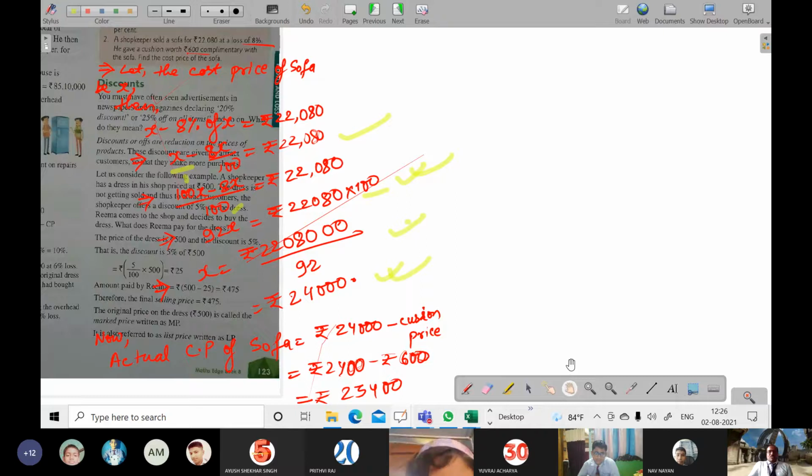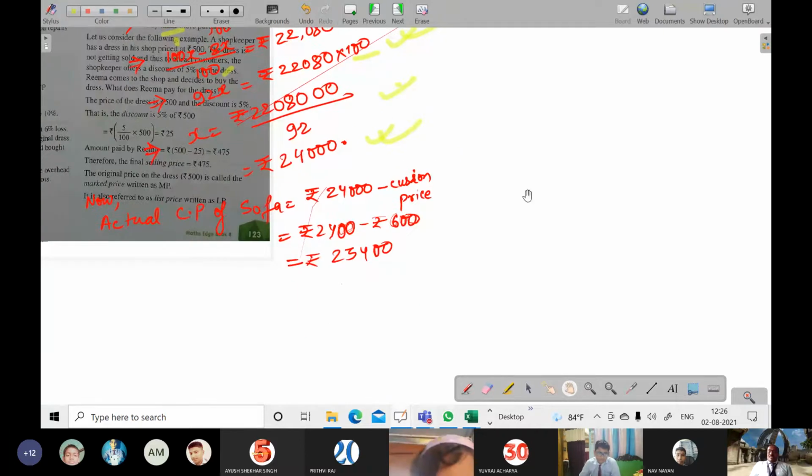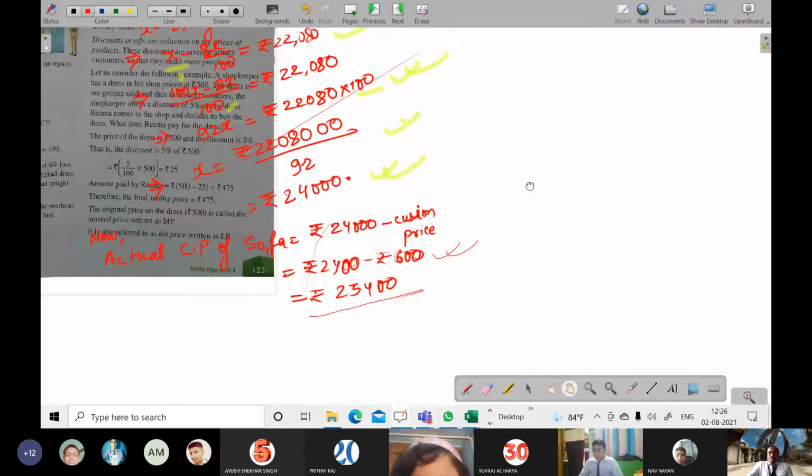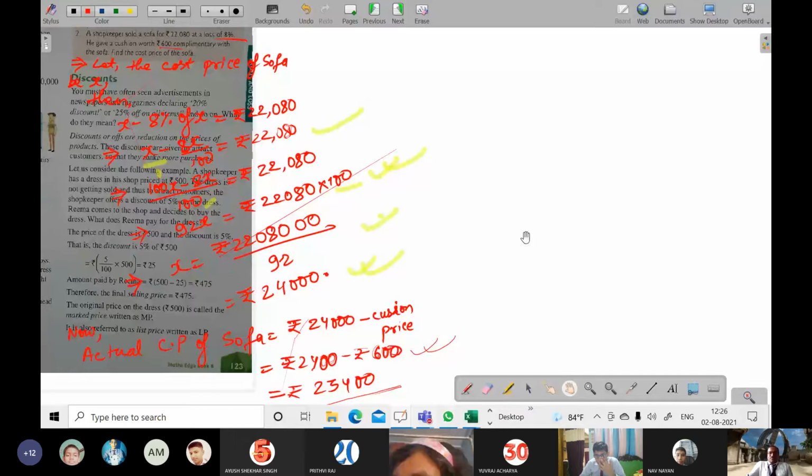The actual cost price of the sofa is not 24,000, because with that he has given a 600 rupees cushion also. So the actual cost price of the sofa will be rupees 24,000 minus the cushion price, that is 600, which is overhead. So the actual cost is 23,400. Clear? Of course you can copy it or take a screenshot, and if there is any further doubt, you can ask me and I'll explain further.